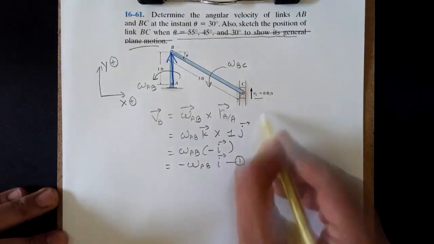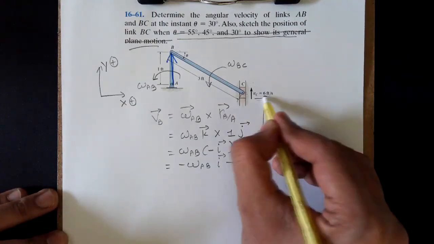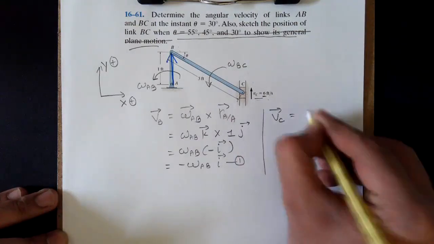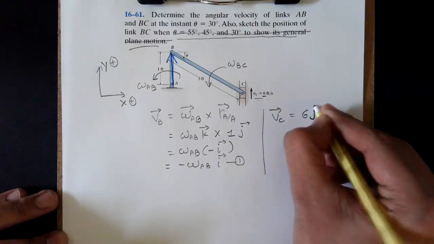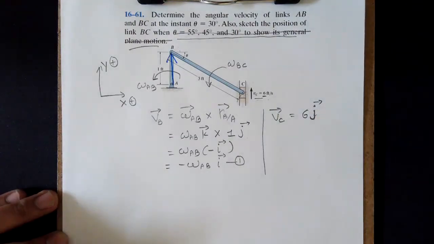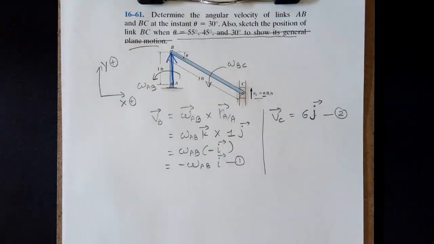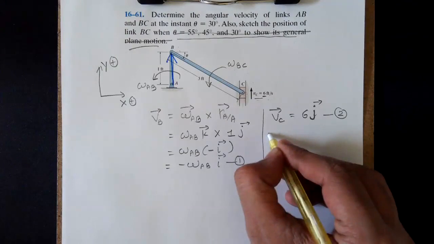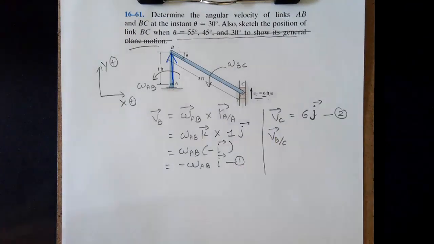Next is velocity of C. Absolute velocity of C is given as 6 feet per second. It's going up towards positive y. So its magnitude and direction is given by 6 j, because j is the unit vector towards positive y. So let's call this our equation number 2.